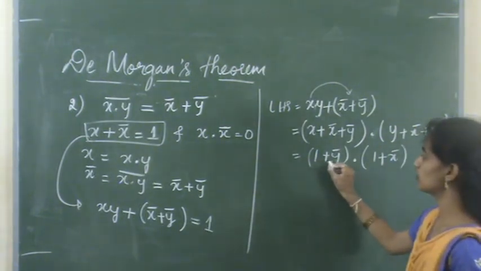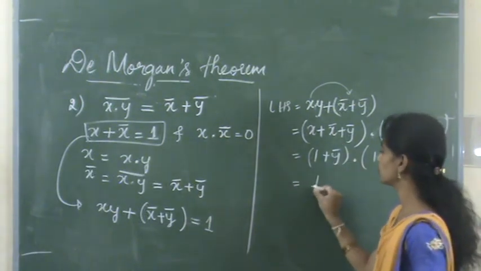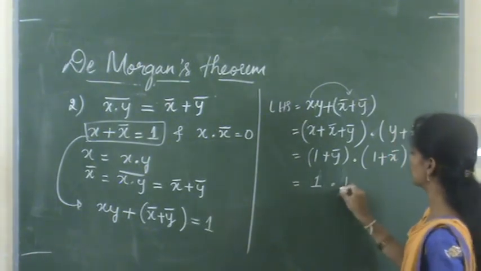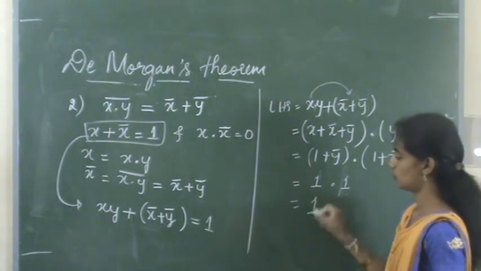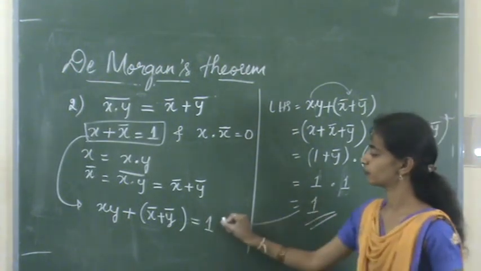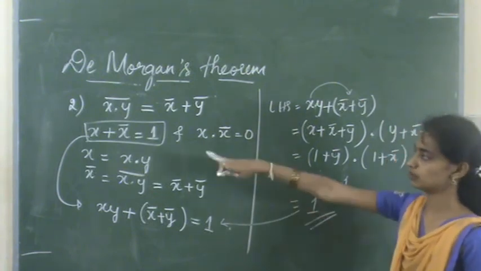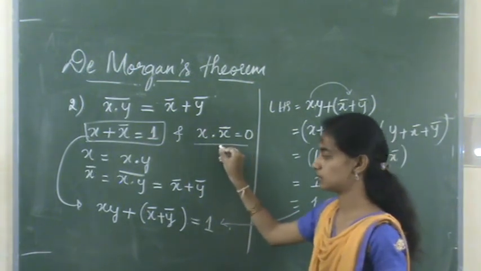So we know that 1 plus any variable, according to the property of 1, we will get the result as 1 only, and then here also we get the result as 1. So 1 into 1 is 1. So we prove that RHS is equal to LHS. Hence we prove this, right? So in the same way we can prove for this also.